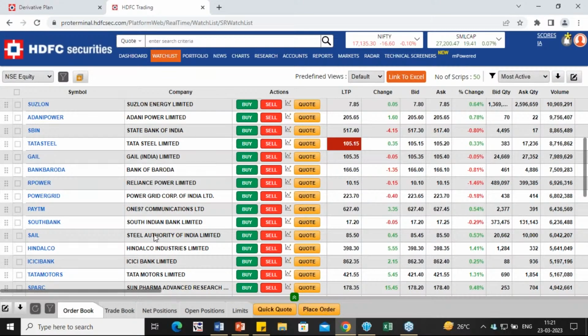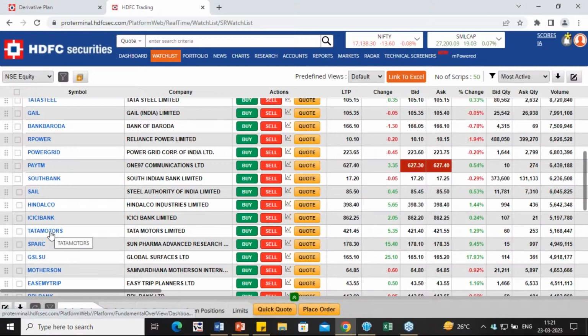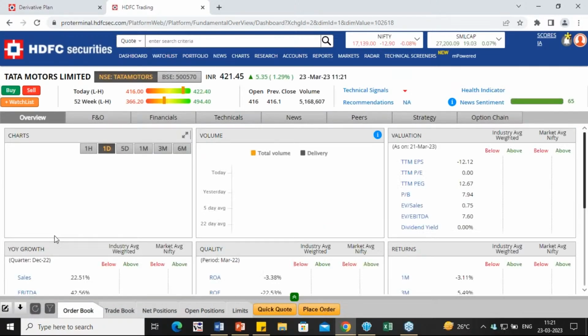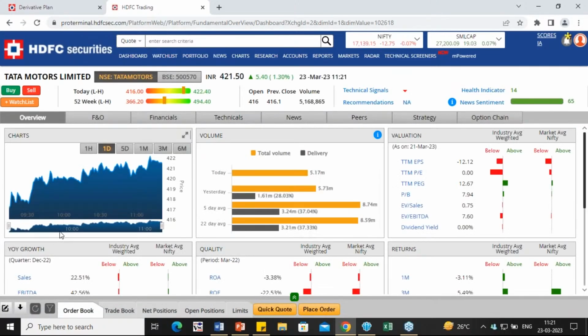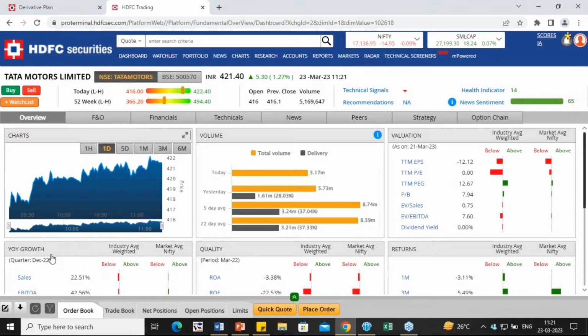So let's take an example of a particular stock, like which is the best to invest in and how you can analyze that stock. So obviously, click on Tata Motors. Once you click on Tata Motors, you will see the advanced screener has opened. In the advanced screener, we have given eight different parameters to analyze your stock: the overview, FNO, financial, technical, news, peer, strategy, and option chain, basically. So we will study one by one.